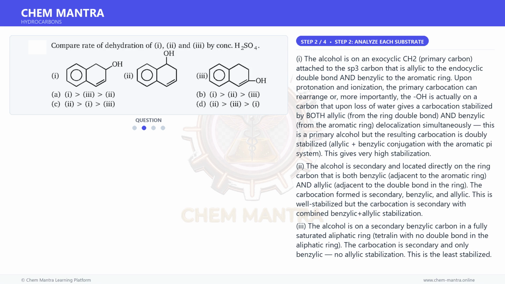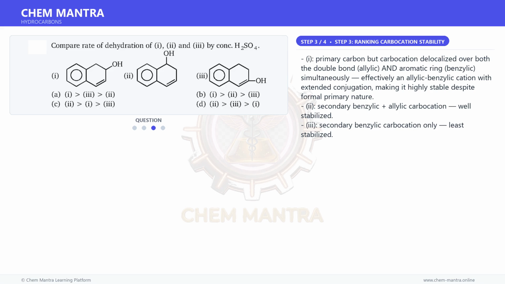3. The alcohol is on a secondary benzylic carbon in a fully saturated aliphatic ring, tetralin, with no double bond in the aliphatic ring. The carbocation is secondary and only benzylic, no allylic stabilization. This is the least stabilized. Moving on to the next step.